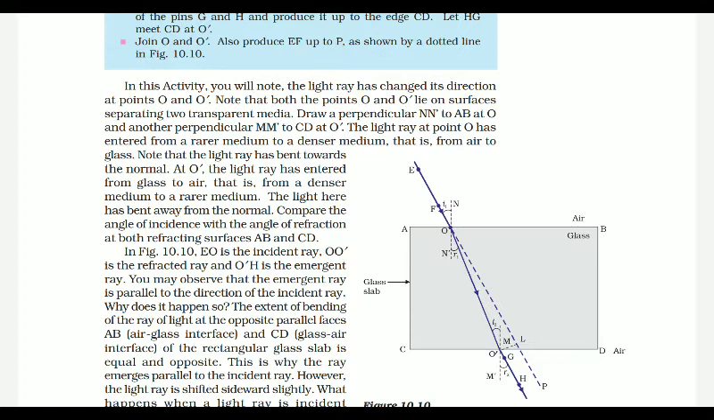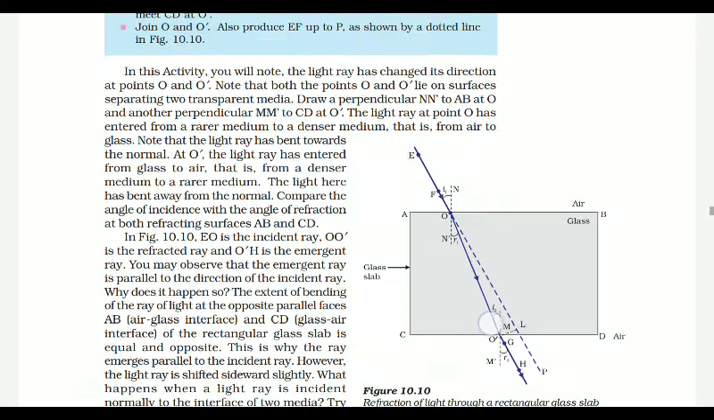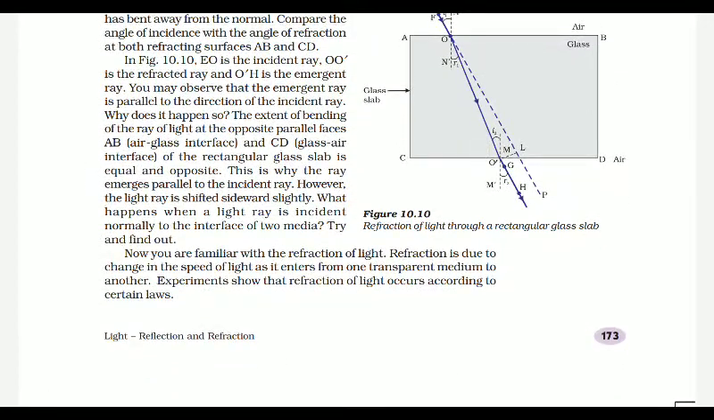Now you may observe that the emergent ray is parallel to the direction of the incident ray. So how does that happen? The extent of bending of the ray of light at the opposite parallel faces, that is AB and CD, of the rectangular glass slab is equal and opposite, and this is why the ray emerges parallel to the incident ray. However, the light ray is shifted sideward slightly. What happens when the light ray is incident normally to the interface of two media?